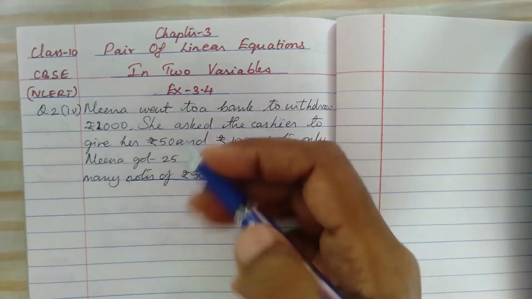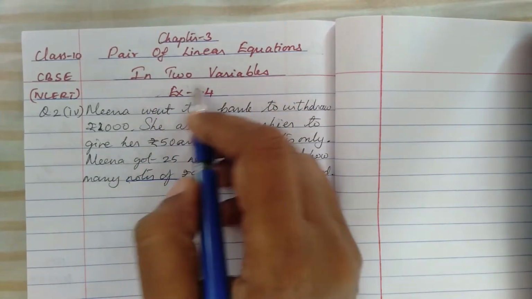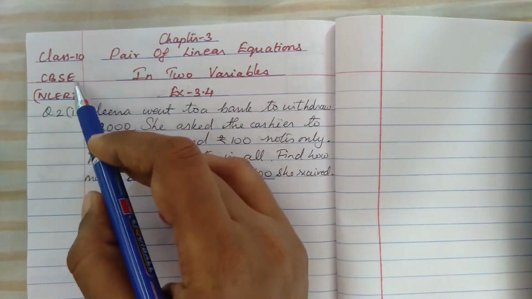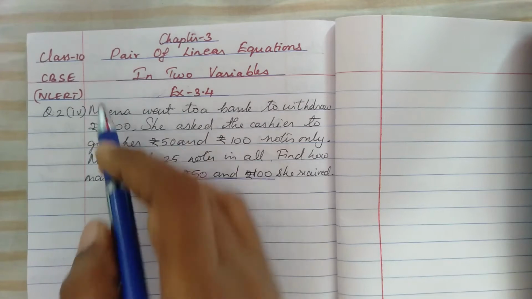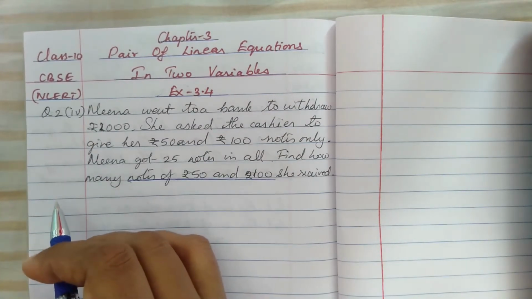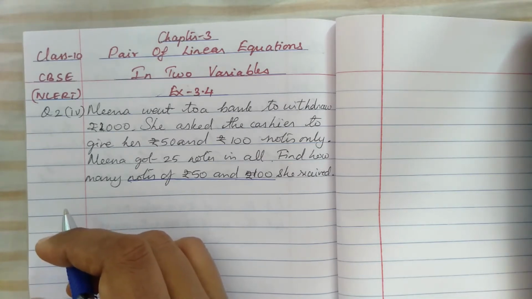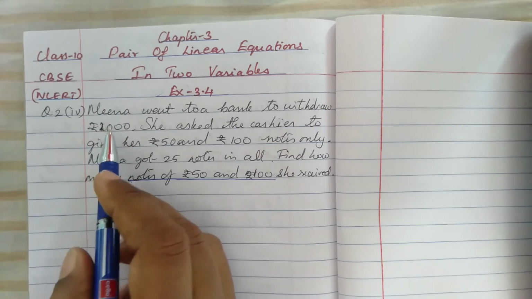Today we shall continue with exercise number 3.4 from chapter number 3, pair of linear equations in two variables of class 10 CBSE NCERT syllabus. We are in the second question now. We are asked to find the solutions of the pair of linear equations using the elimination method. We are in the fourth part.